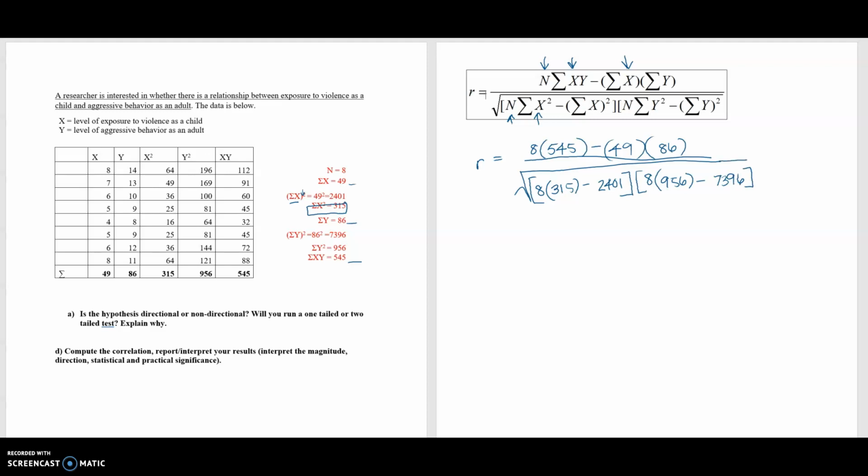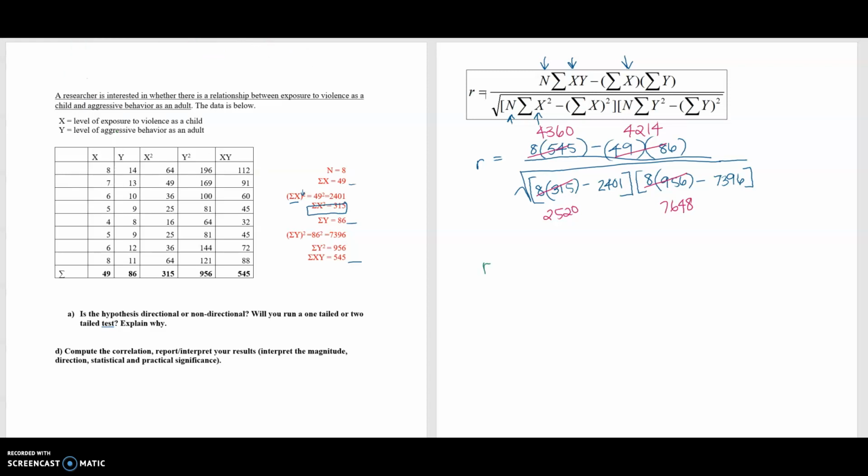All right, now it's a matter of just computing the values in our formula. So let's start with the multiplication. So 8 times 545 is 4,360. 49 times 86 is 4,214. 8 times 315 is 2,520. And 8 times 956 is 7,648.